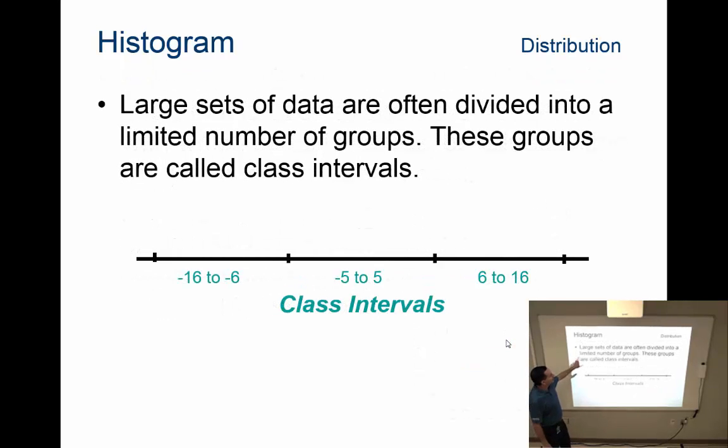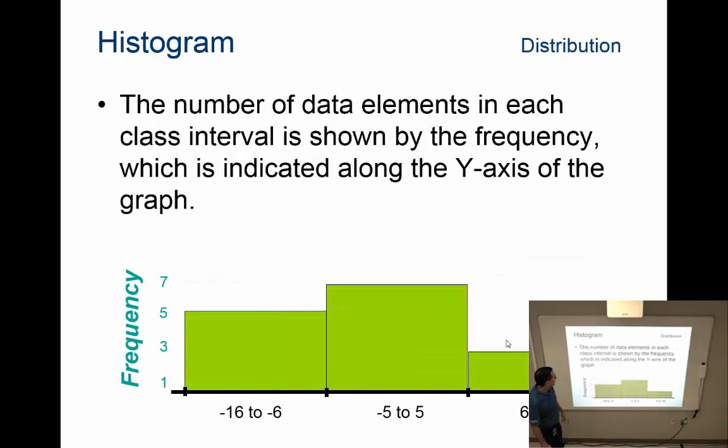If we have a very large set of data, we can often divide those into a limited number of groups. These groups are called class intervals. So if I had hundreds and hundreds of data points, and I didn't want to plot every single data point on my diagram, I could break them up into class intervals, meaning in this case, anything between -16 and -6 would be here, -5 to 5, and 6 to 16 would fall there, right?